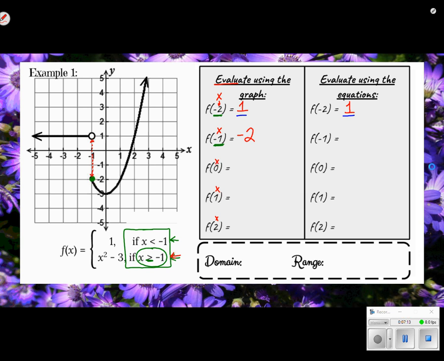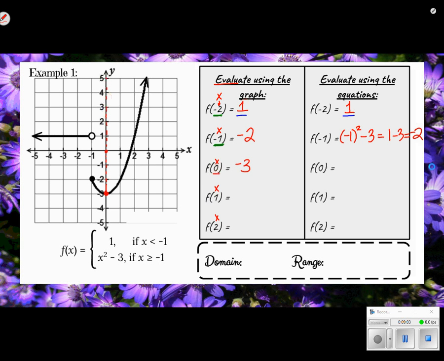So I'm looking at negative 1 squared minus 3. Negative 1 squared is 1, 1 minus 3 is negative 2. And that happens to be the same thing I got with my graph. Let's look at 0. F of 0. So here's 0. If I go up, I'm not going to hit my function, but if I go down, I'm going to hit my function right here, has a y value of negative 3.